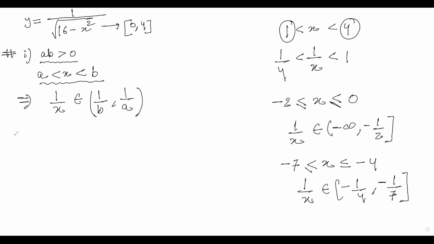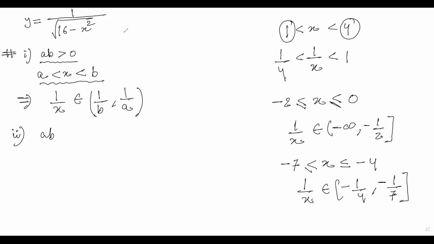Is it understood? So, sir, for this closed bracket 0, 4, is it 1 by 4 to infinity? Yes, 1 by 4 to infinity, correct. Sir, in this expression, I'm talking about y is equal to 1 by root of 16 minus x squared. We'll get that y squared will be greater than or equal to 1 by 16. Y squared is greater than or equal to 1 by 16, you're saying? Root of 1 by 16.